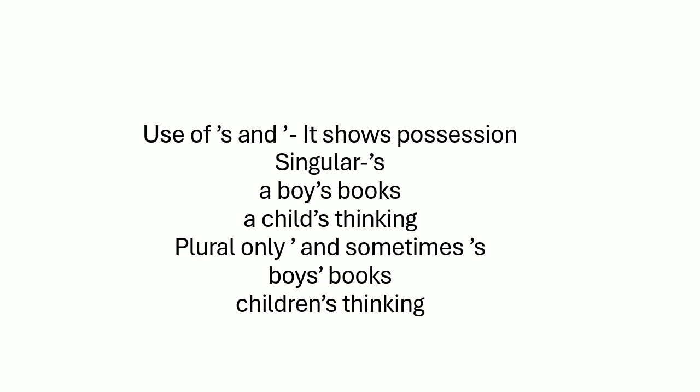Children's thinking. Children is a plural word without s, so you have to use apostrophe and s, like men, women, children, people. So when you are talking about singular things or plural things that don't have their own s, you will use both apostrophe and s. But for plural things that have their own s, you will only use apostrophe. Now you can take some time to read what I have written.